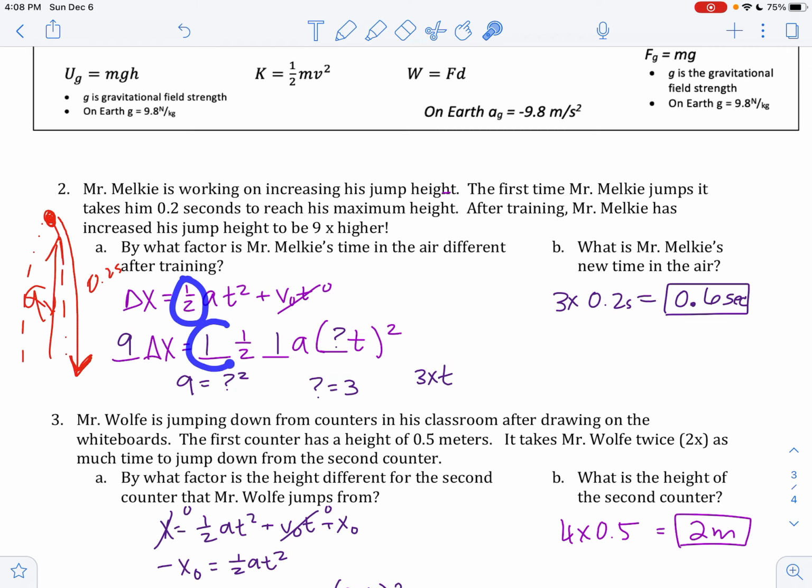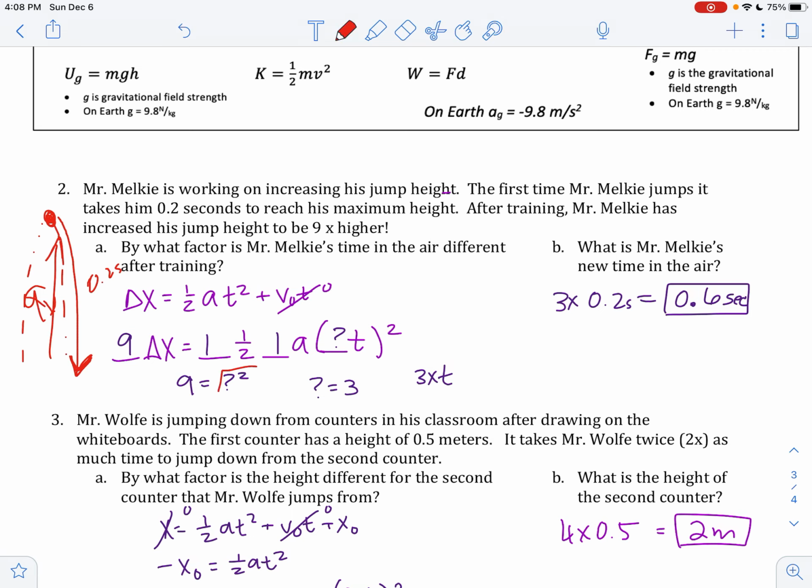The 1/2 doesn't change at all. It's still 1/2. The acceleration doesn't change at all. He's still in free fall. And then we want to know the time. Now, watch out here. That's time squared. So we've got to be super, super careful. So on the left-hand side of this equal sign, we have a 9. On the right-hand side, we have 1 times something squared. So we got to ask ourselves, what squared gives us 9?